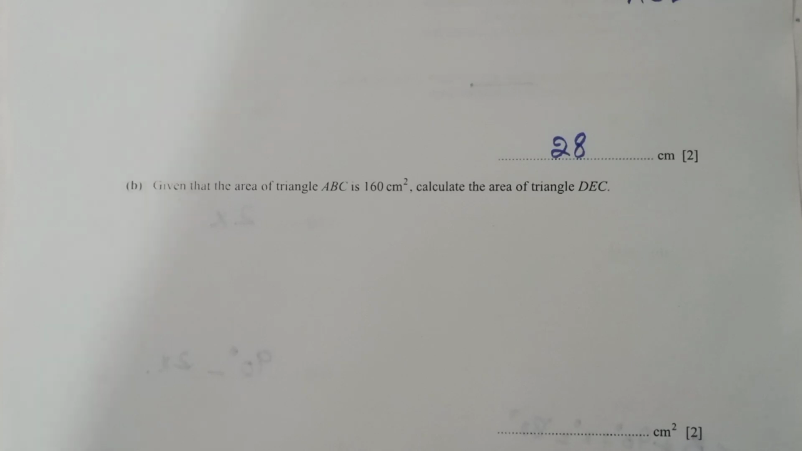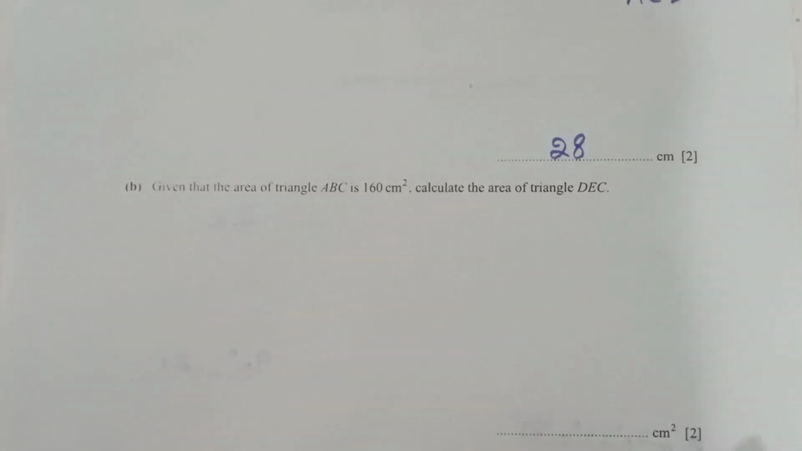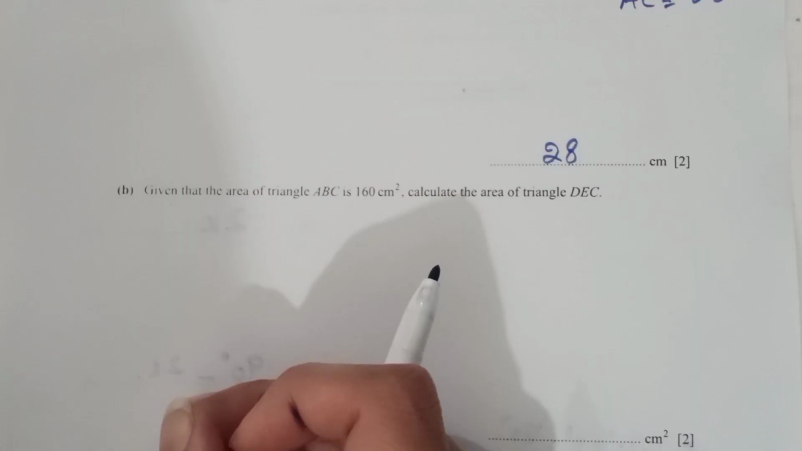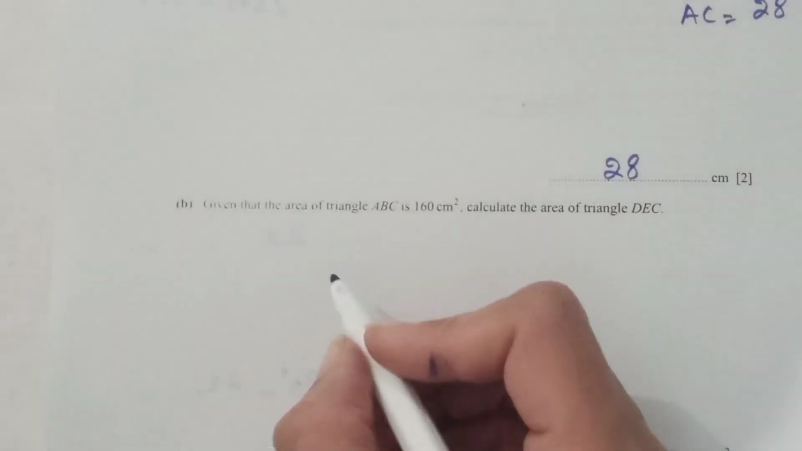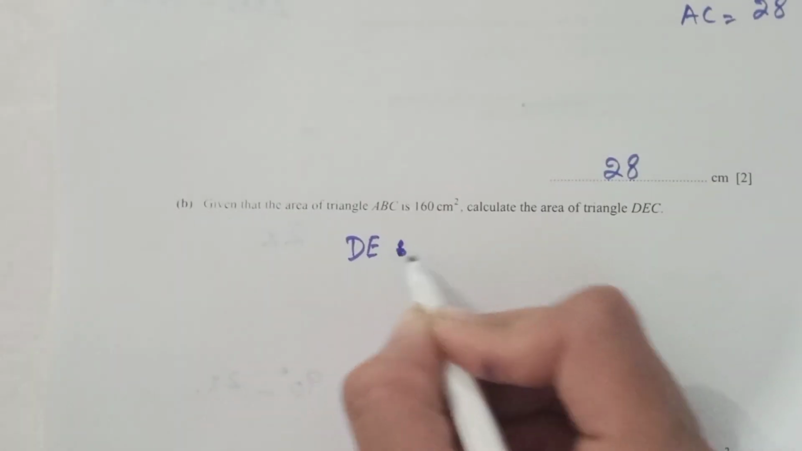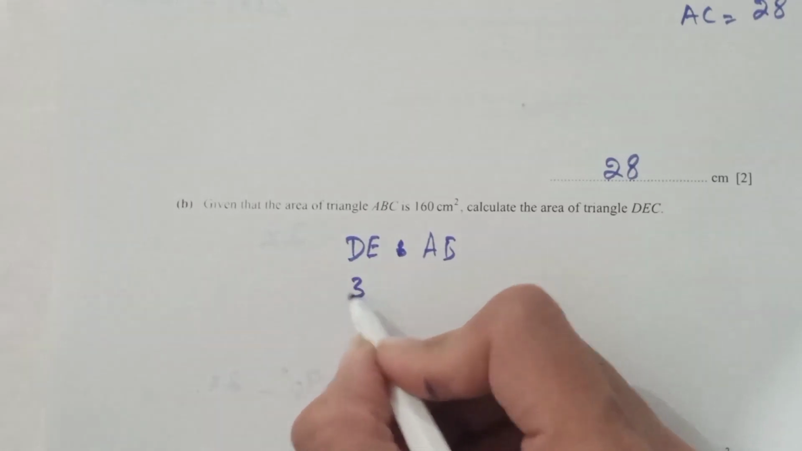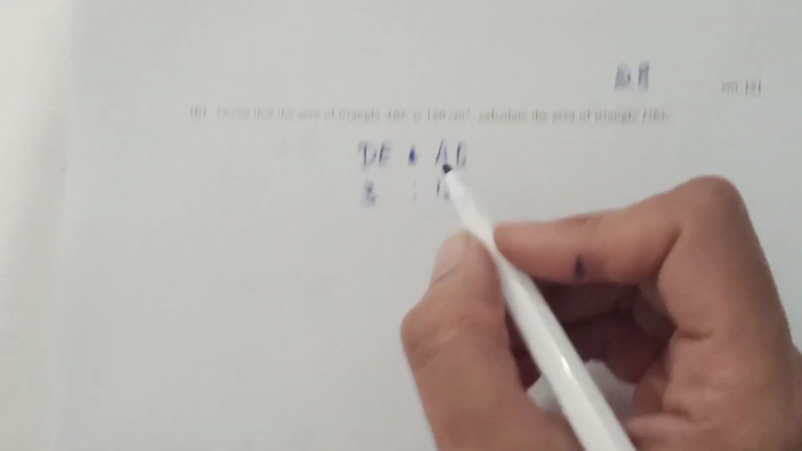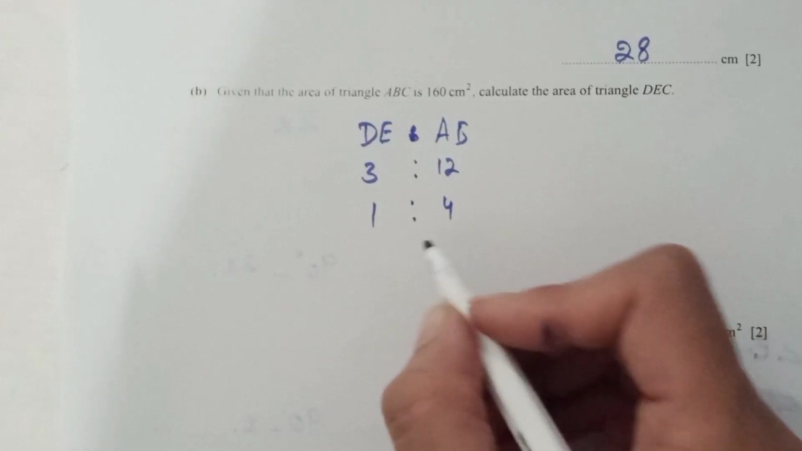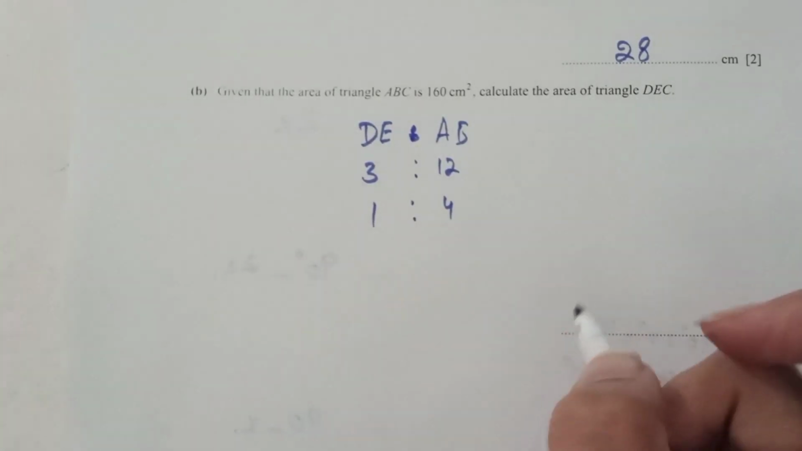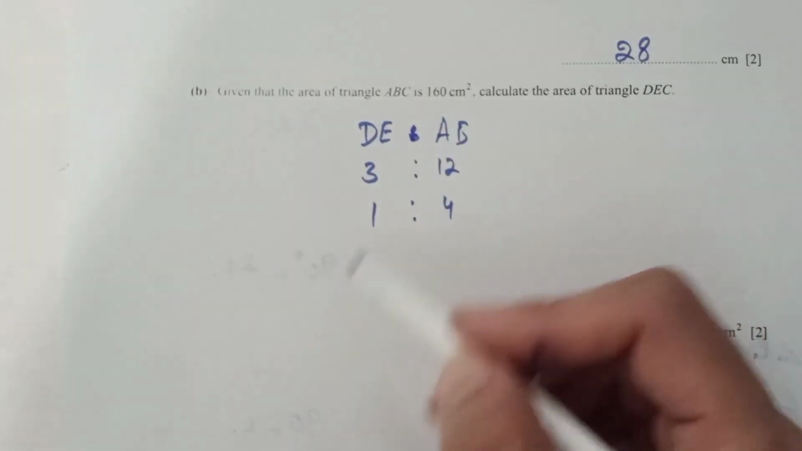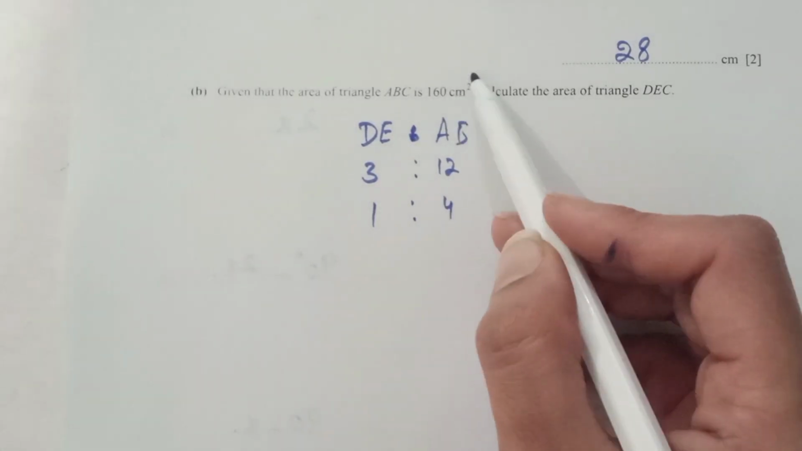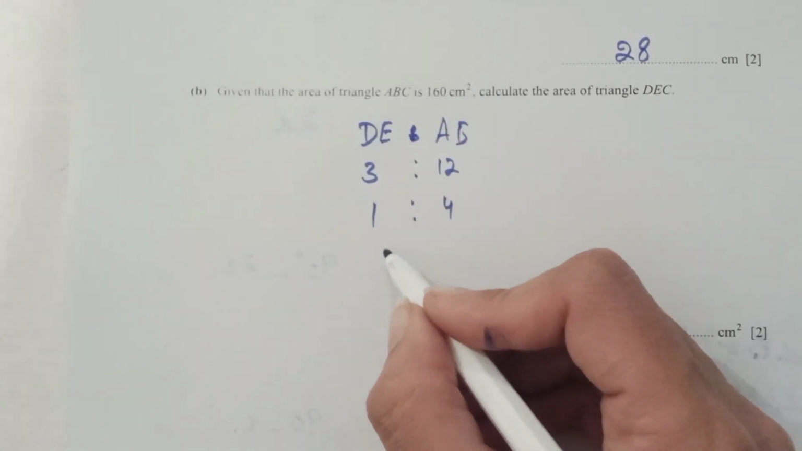Now students, part B, given that the area of the triangle ABC is 160 centimeter square, calculate the area of the triangle DEC. Here we also use the proportionality. We know that DE is proportional to AB. DE is 3 and AB is 12, and that is the proportion between both triangles, 1 to 4. Now this is the side. When we get the area, it is in centimeter square. Area's unit is centimeter square. That's why we take the square of these values.